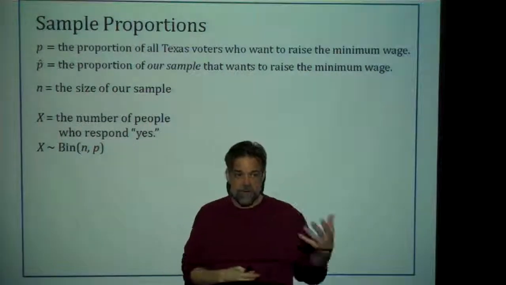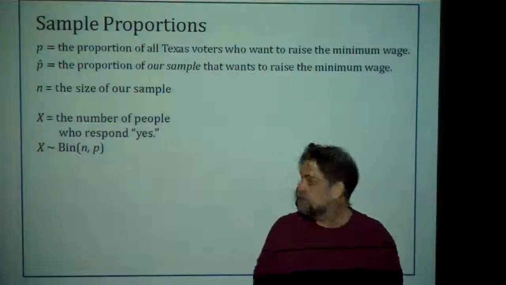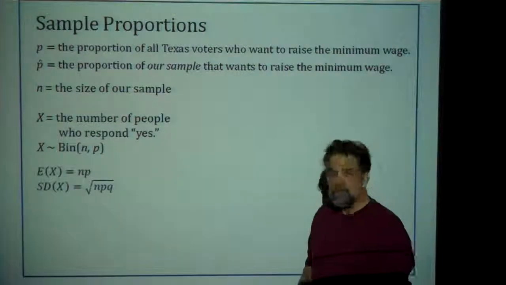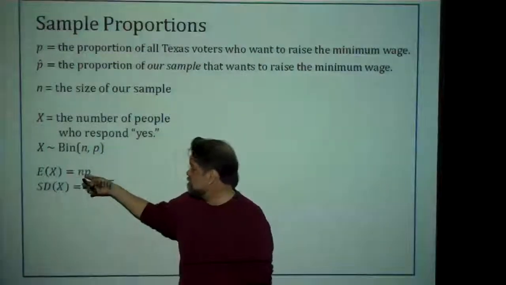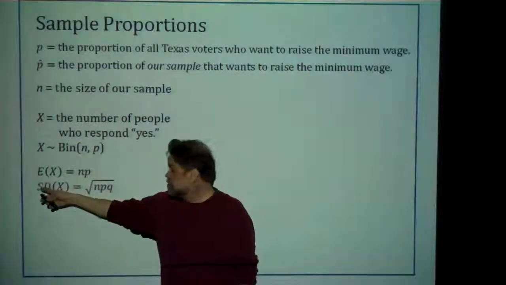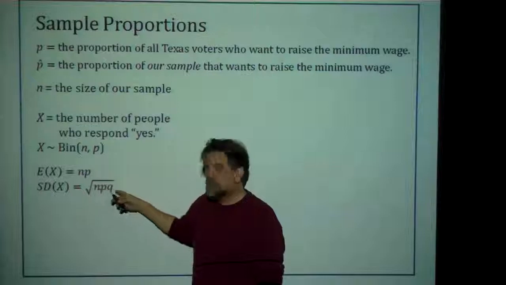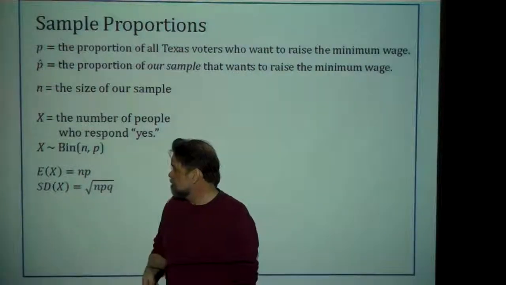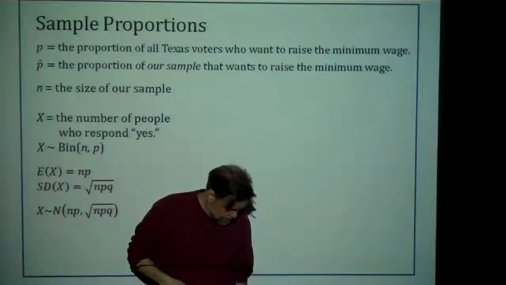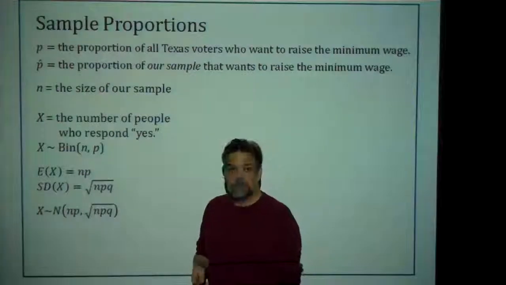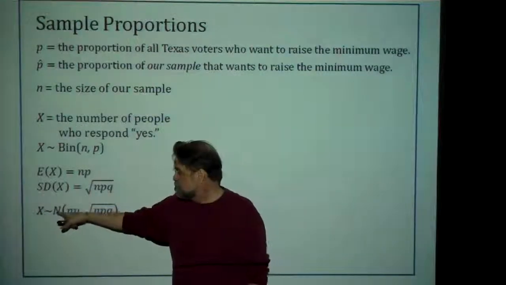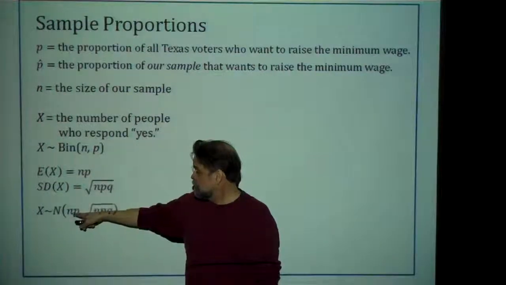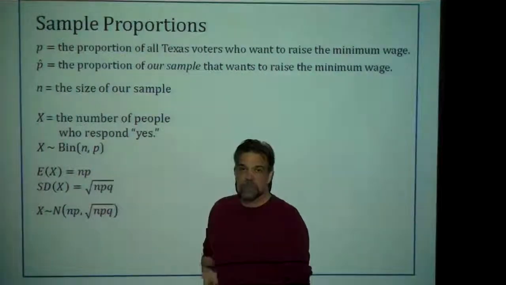P is the probability of each person answering yes or no. Okay? We know some things about binomial random variables. We know that the expected value of x is n times p. We know that the standard deviation of x is the square root of npq, the square root of the variance. And because our n is big enough, that means x can also be described as a normally distributed random variable, with a mean of np and a standard deviation of the square root of npq.